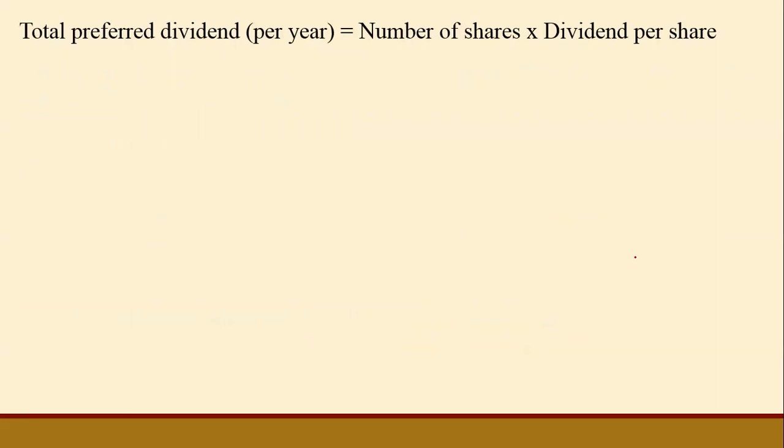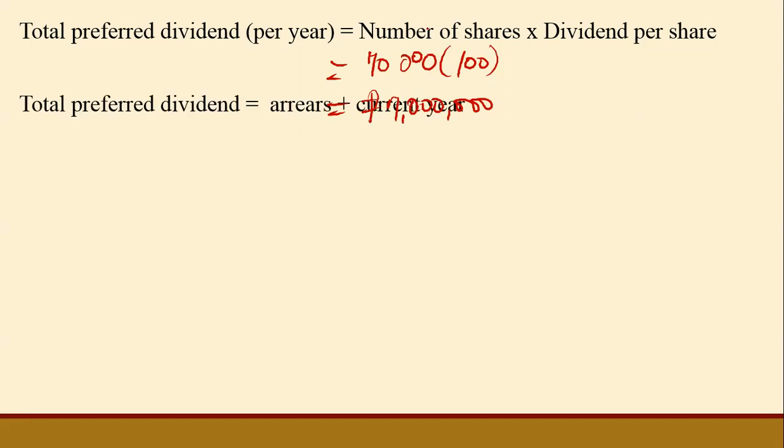Okay, and we have the total preferred dividend per year. So that is equal to the product of number of shares and the dividend per share. Okay, so let's just substitute the values of our number of shares, which is 70,000 times the dividend per share na nakuha natin, which is 100 pesos. Okay, so this is now equal to 7 million pesos total preferred dividend per year.